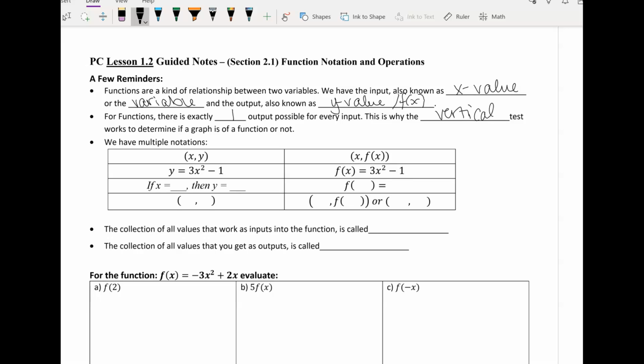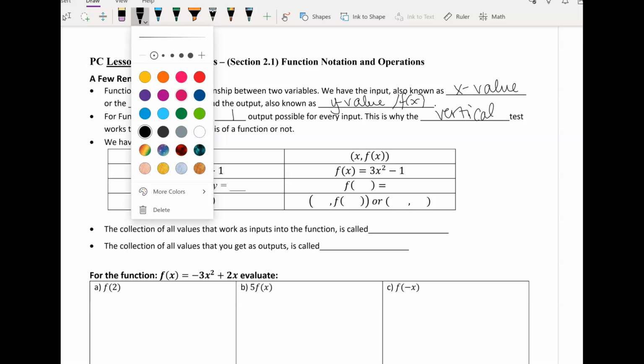Think about that. If I have a vertical line and I'm moving along and I don't intersect the function more than once, that means there's only one y value for that x value. But if you intersect it more than once, now you have multiple corresponding values. Okay, so there's multiple notations that we need to be comfortable with.